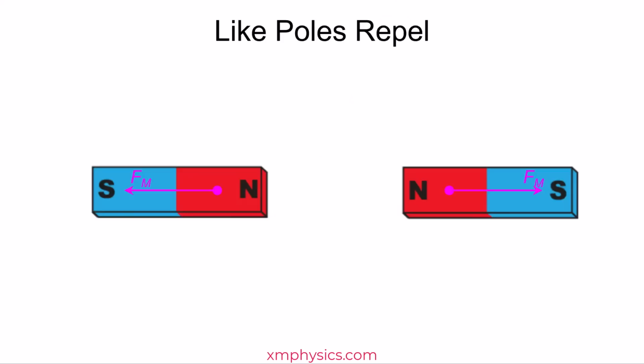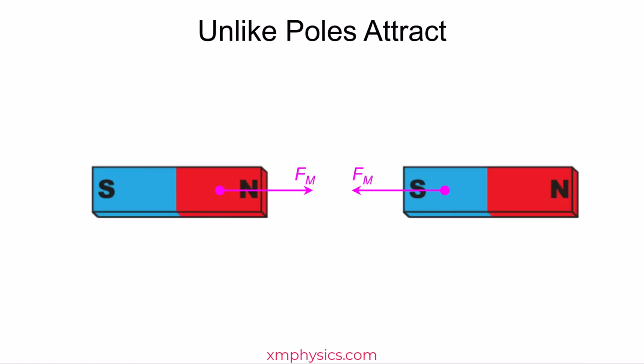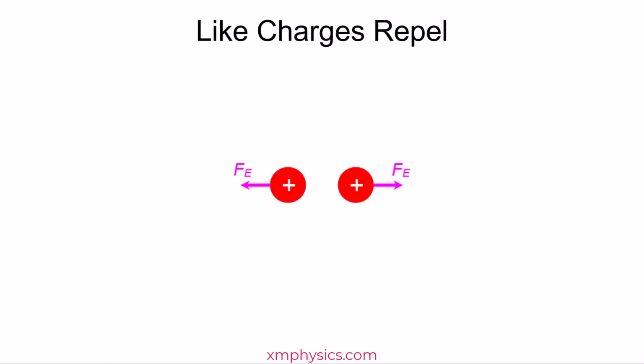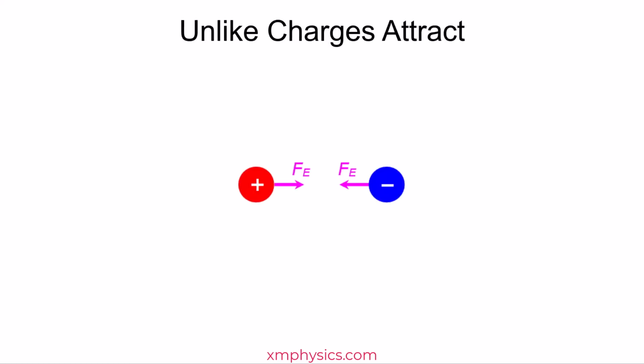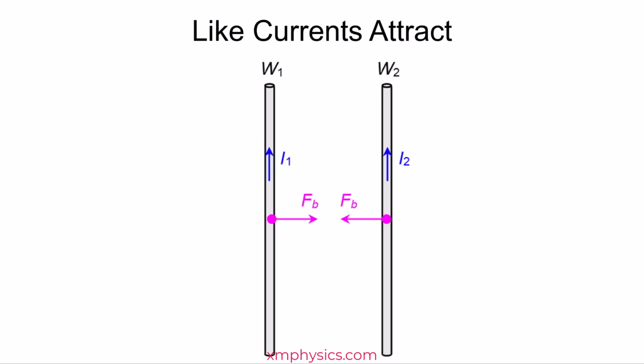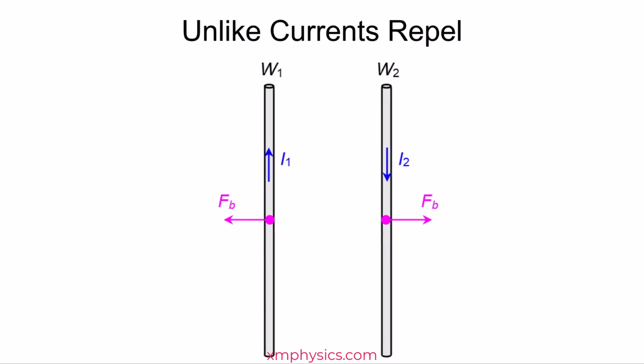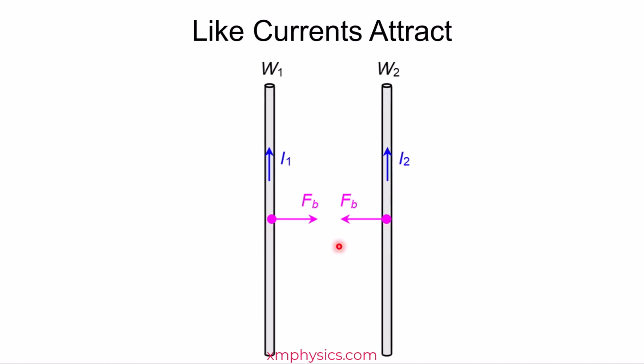Hello. So in your primary schools, you have learned that like poles repel and unlike poles attract. Earlier this year in the topic of electric field, you have learned that like charges repel and unlike charges attract. So today you are going to learn one more. Like currents attract and unlike currents repel. So we are talking about magnetic forces here.